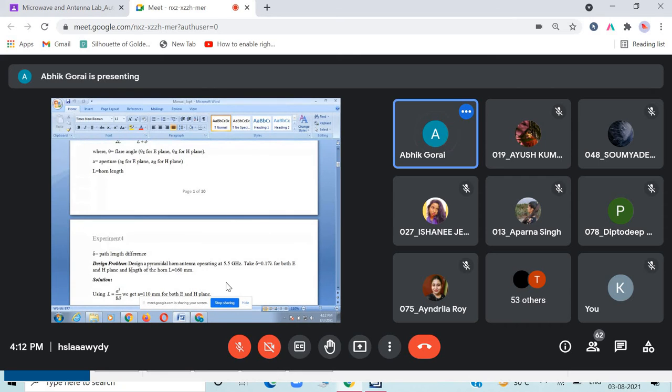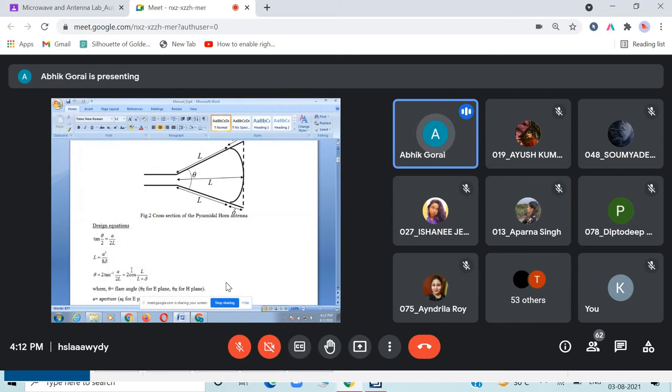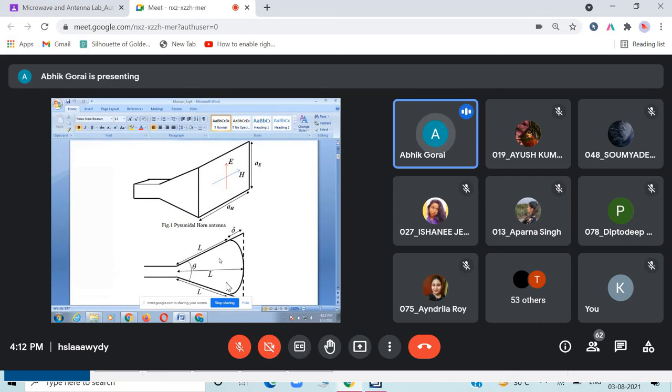Now, what are the E and H planes? This is a general diagram. If you look at this horn from one side, it looks like this. And if you look at the horn from the top, the figure will also look like this, but in that case your flare angle will be higher, right? So one plane is the E plane, as shown over here. If you look along this E plane, that is the E plane, and perpendicular to the E plane is the H plane.